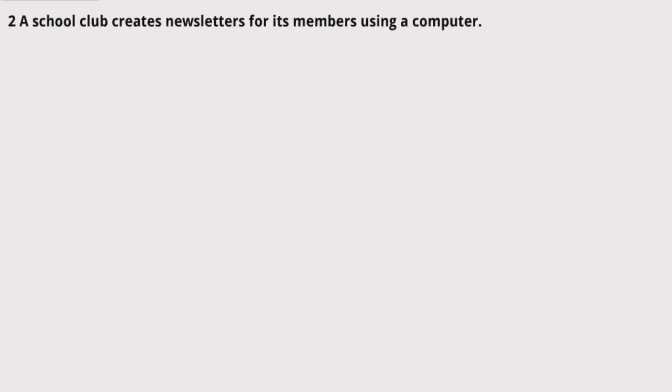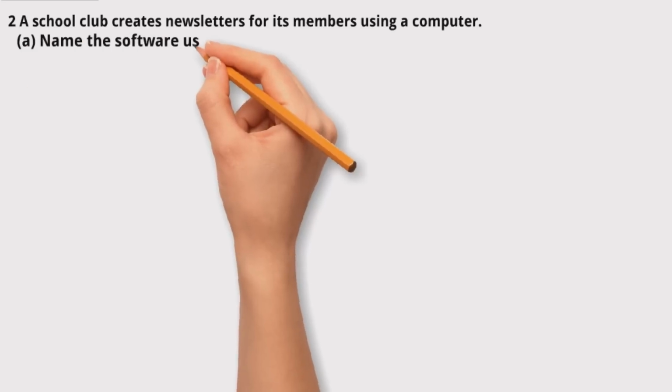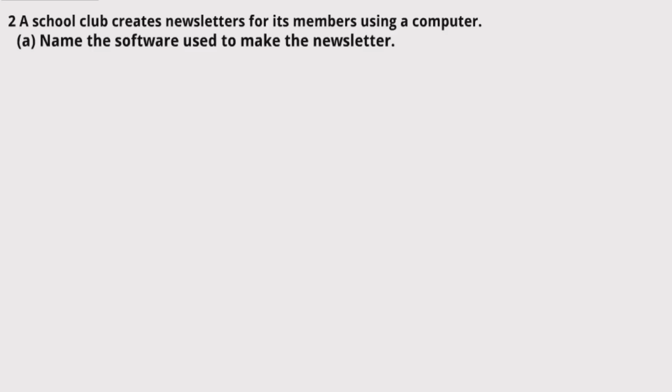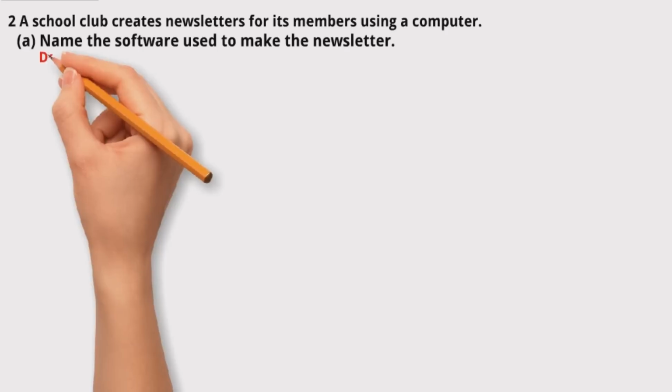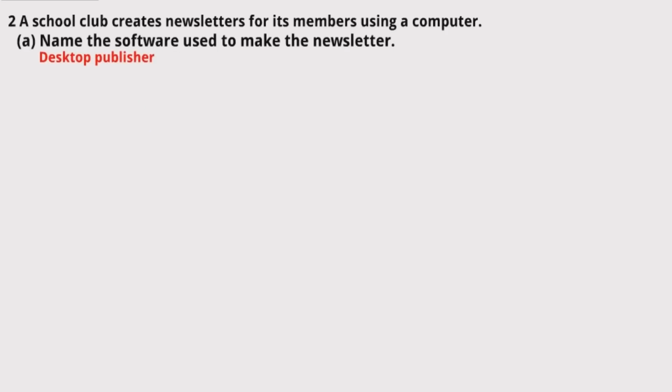Question 2 was as follows. A school club creates newsletters for its members using a computer. That is the statement. Now the actual questions are: name the software used to make the newsletters. So for A, we can say desktop publisher, or we can just say publisher. So publisher or desktop publisher.